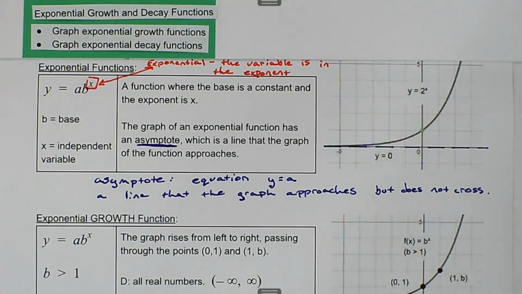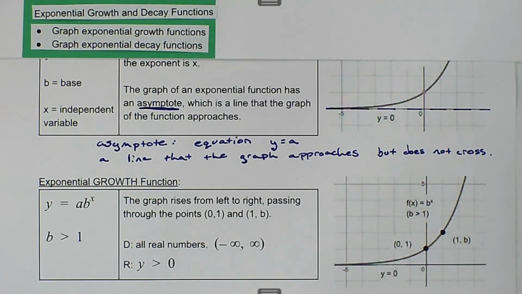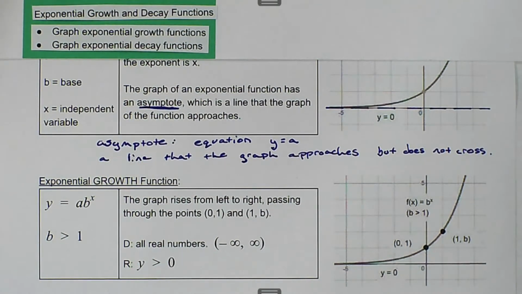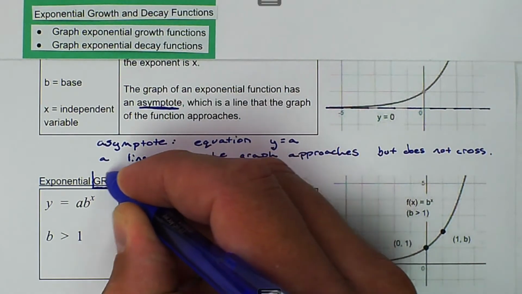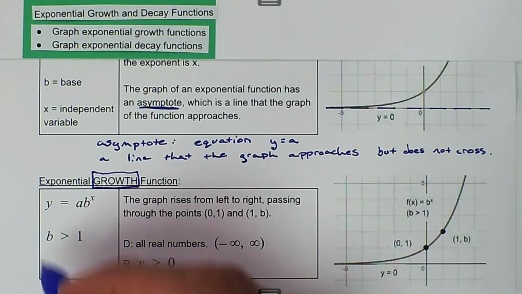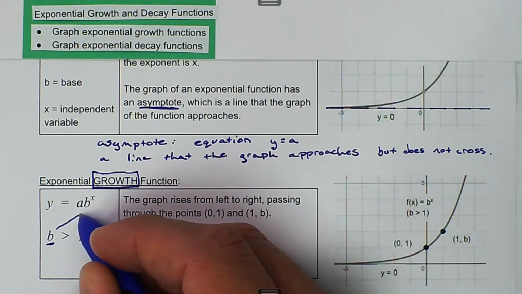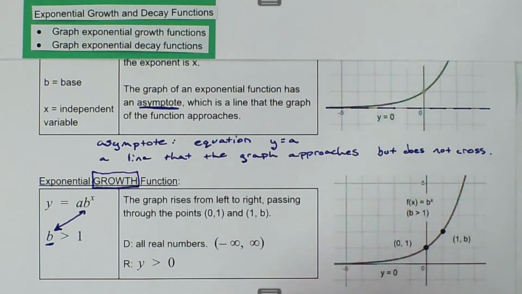So we can get a little bit more specific about exponential functions, and we can talk about exponential growth. So here we have exponential growth. And when we're thinking about growth, the b value or the base has to be greater than 1. So it has to be a number bigger than 1. So the graph rises as we read it from left to right, passing through the points (0, 1) and (1, b). So the b means right here, whatever the base is, if we raise the base to the first power, it's going to cross through that point.